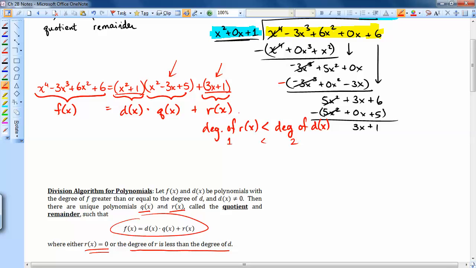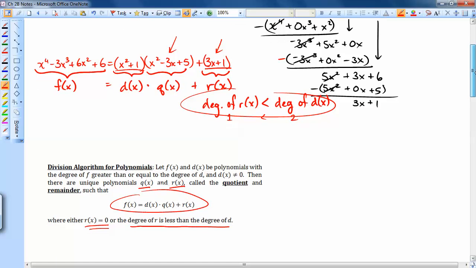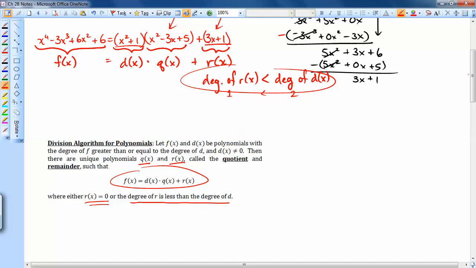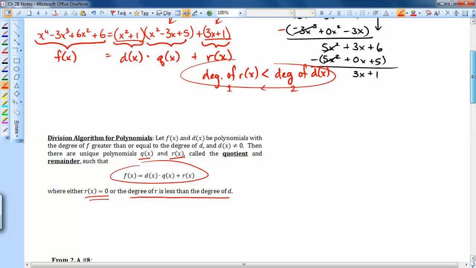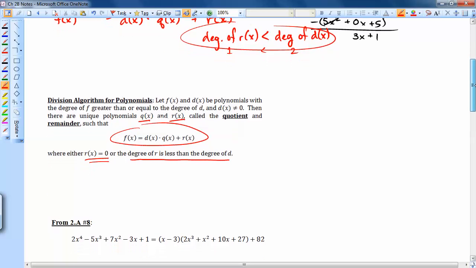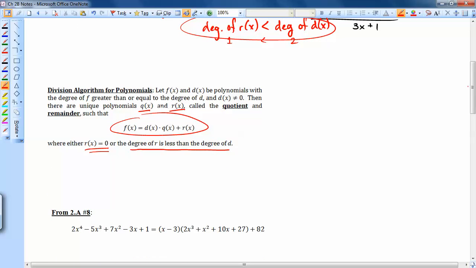Okay, that's what we just set up here. That's what we just noticed. Okay, so that's the division algorithm. So what I want to do is look at an old homework problem that you did, and it was from 2A number 8. And this is the solution to 2A number 8.